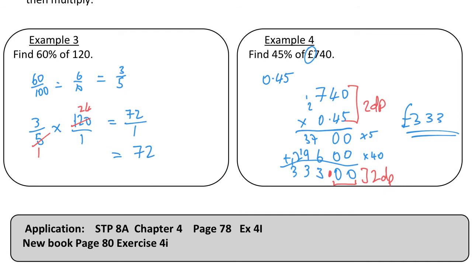And now you'll be ready to attempt exercise 4I on page 78 if you're using the old book, or page 80 if you're using the new one.